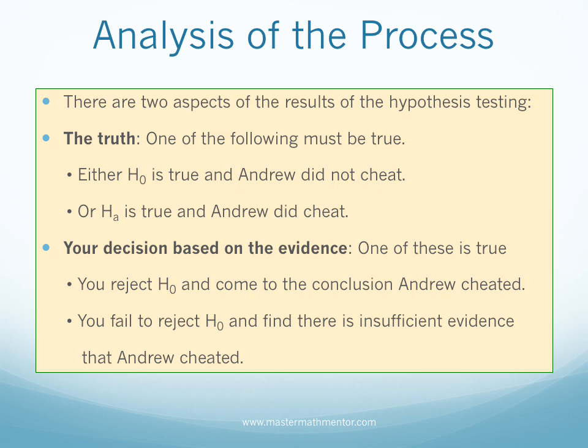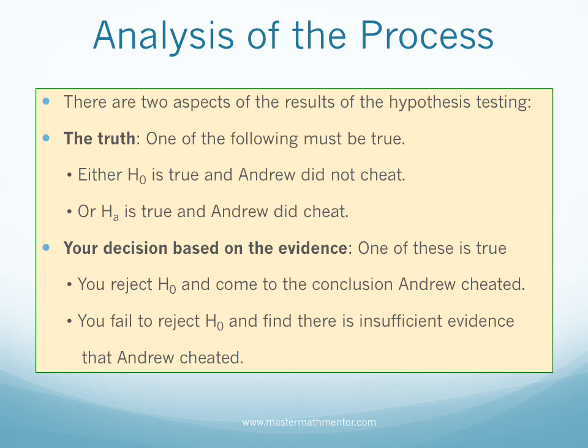To analyze this, we examine the chart on the slide. First, we have the truth. Either H0 is true and Andrew did not cheat, or HA is true and Andrew did cheat. One of these statements must be true. Who knows the truth? Only Andrew, and if you believe, God. This has nothing to do with what Andrew says.